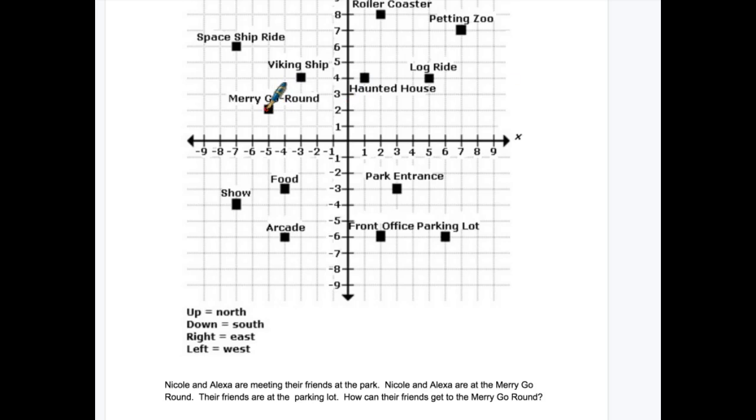Well, first we have to find the merry-go-round. And then her friends are in the parking lot. Well, here's the parking lot. And we want to know how her friends can get to them. So let's think about the ways that the friends could find them. And let's take a look at the coordinate points here. This is negative 5 and 2, and this is 6 and negative 6.